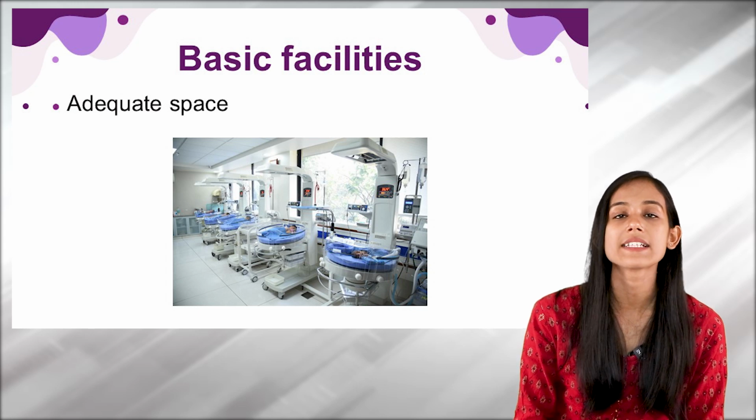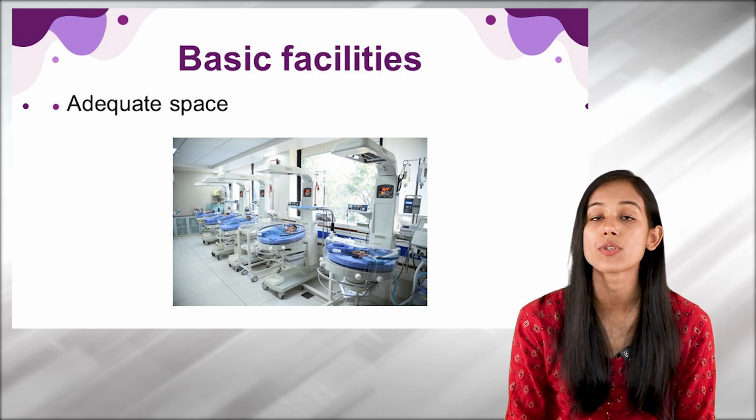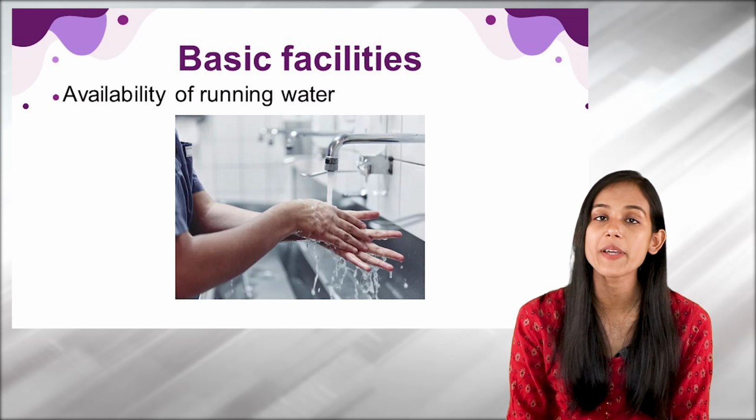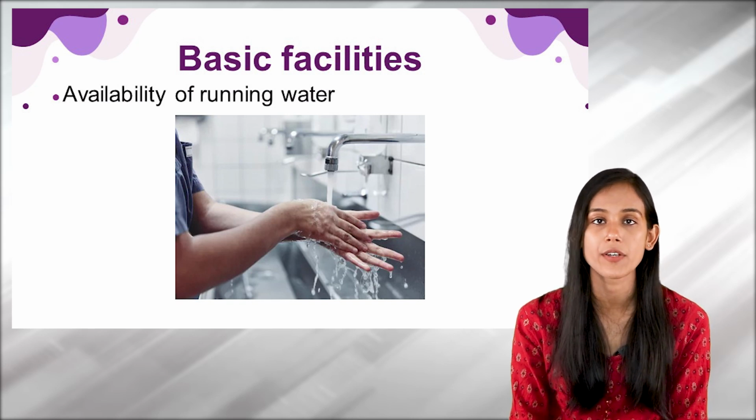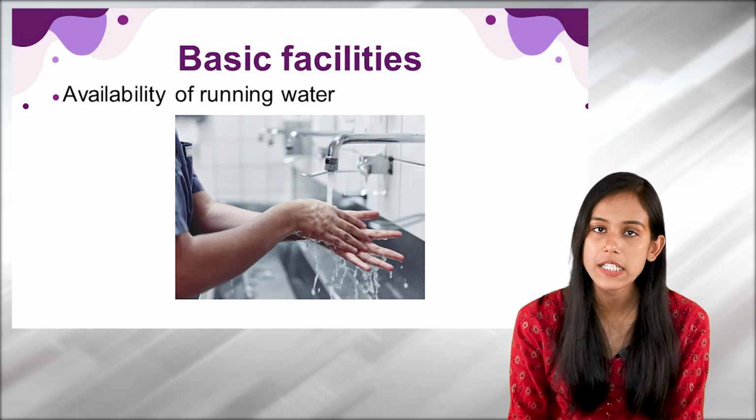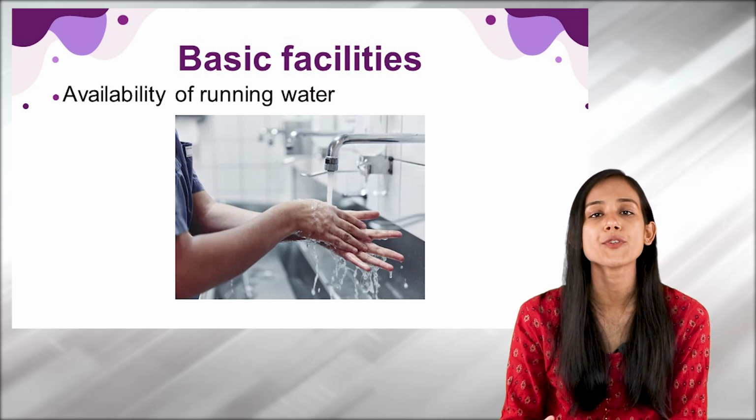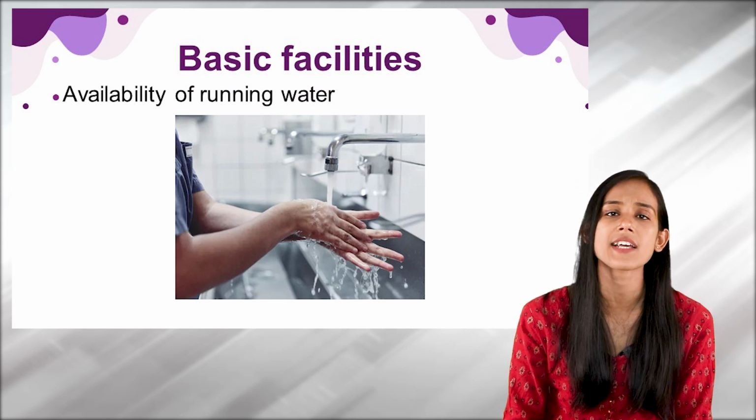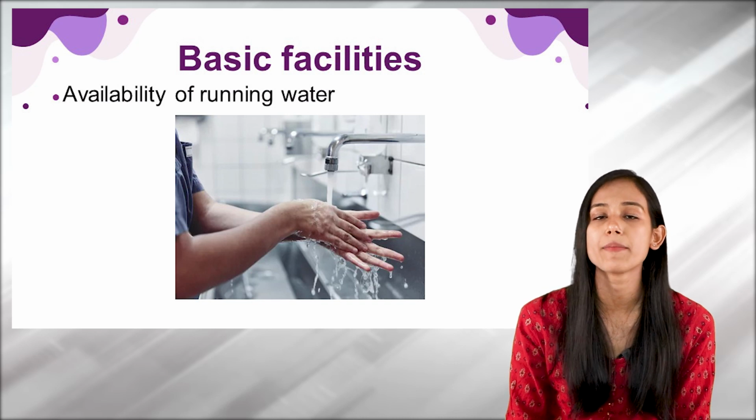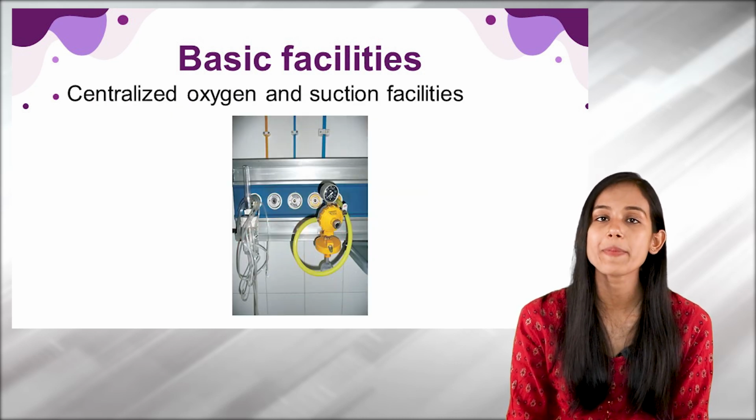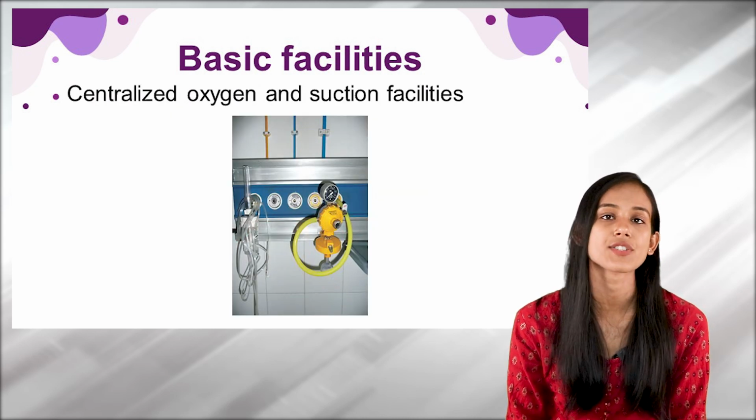The first one is that there should be adequate space. It should not be crowded, and there should be availability of running water. As we would perform a lot of procedures there, and for that we need to perform hand washing, for hygienic measures we need availability of running water. Then there should be centralized oxygen and suction facilities.